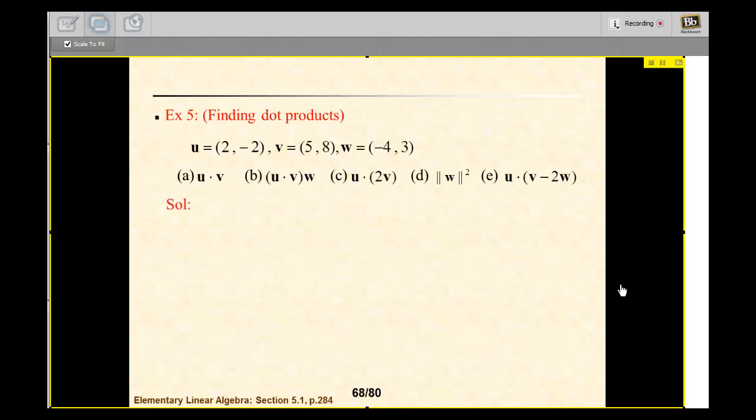So now let's find the dot products of this. Can you guess what the dot product of u dot v is? I'm giving you 1 minute. Just guess what the dot product of u dot v is.